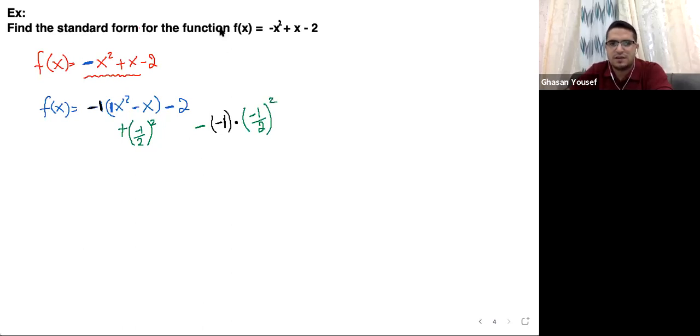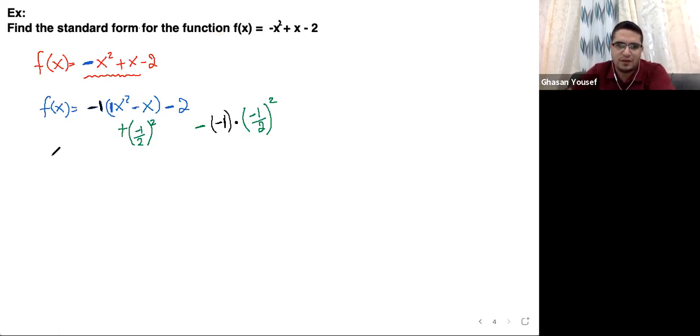Again, inside the parentheses, I have to add the b over 2 square. The b here is -1/2, everything square, and outside the parentheses we have to subtract this number times this. This number is -1 times this one, -1/2 square. Okay, let me simplify it.